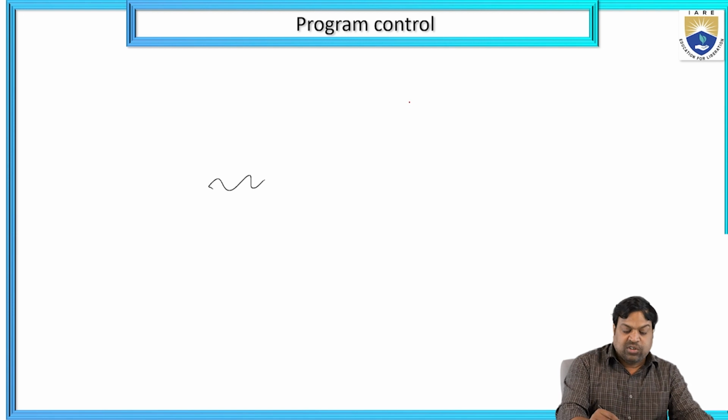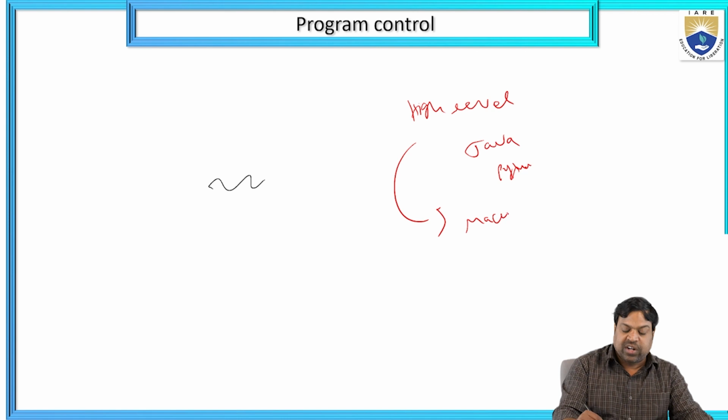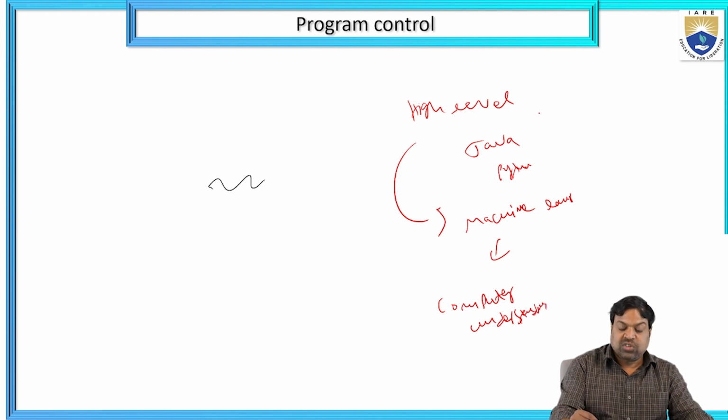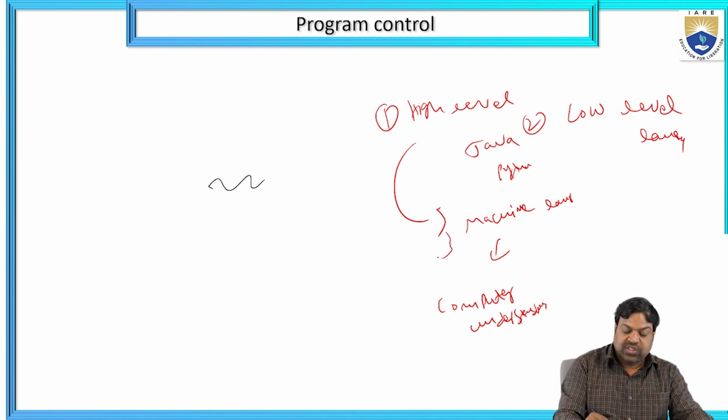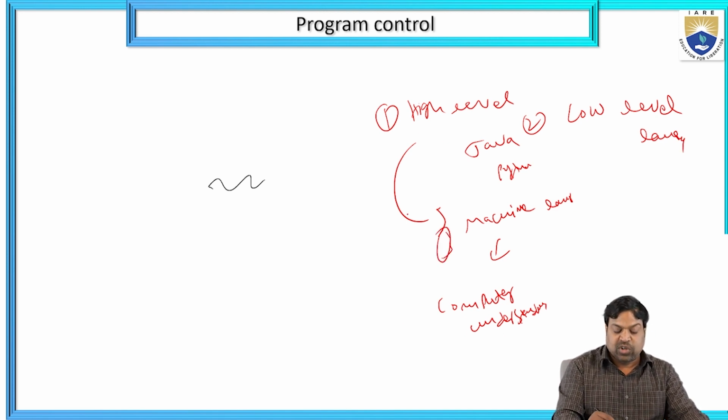First I have to go for a high level language. High level language means I am going for Java, Python, any of them. This high level language we definitely convert to machine language. Why? Because machine language is the computer understanding language. There are three types of languages: high level language, low level language, and machine level language.